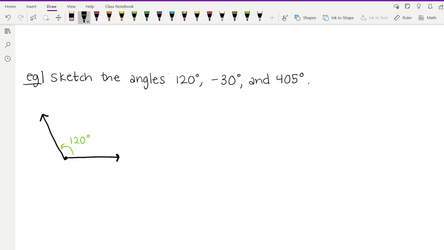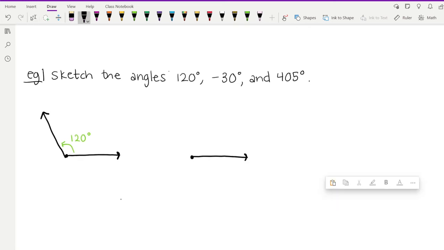Okay, so next up we have a negative angle, -30 degrees. So again, we always want to start by just sketching our initial side. So what would -30 degrees look like? Well, the negative sign tells us that we're rotating clockwise. And so we want to rotate clockwise by 30 degrees. And so we know what 30 degrees looks like. It looks something like this amount. And then the rotation in this case is clockwise. So this would be our angle, -30 degrees.